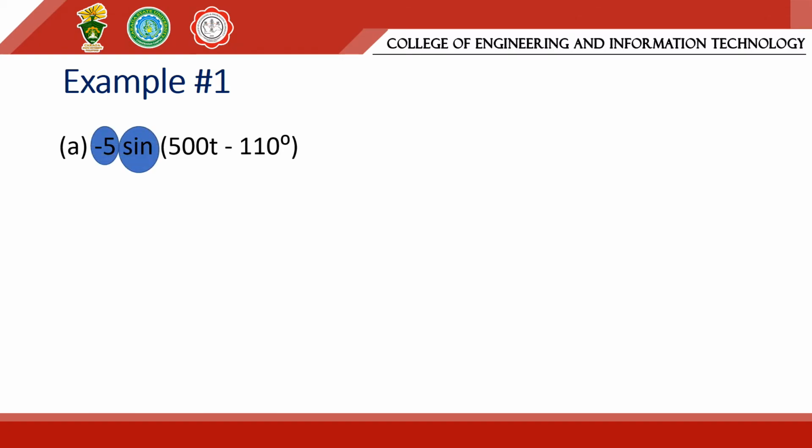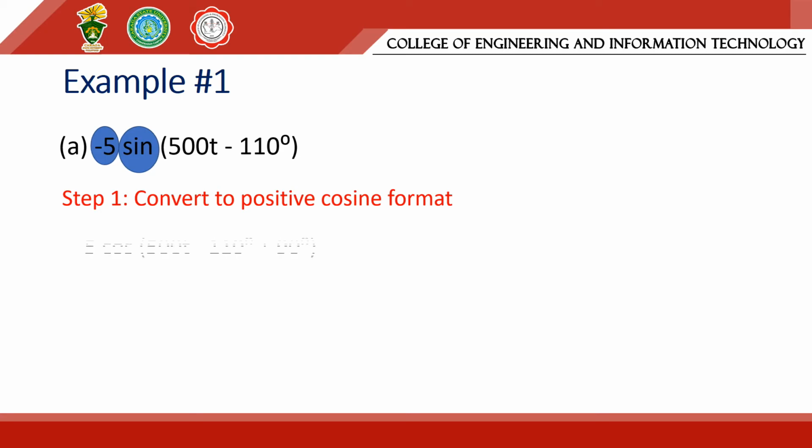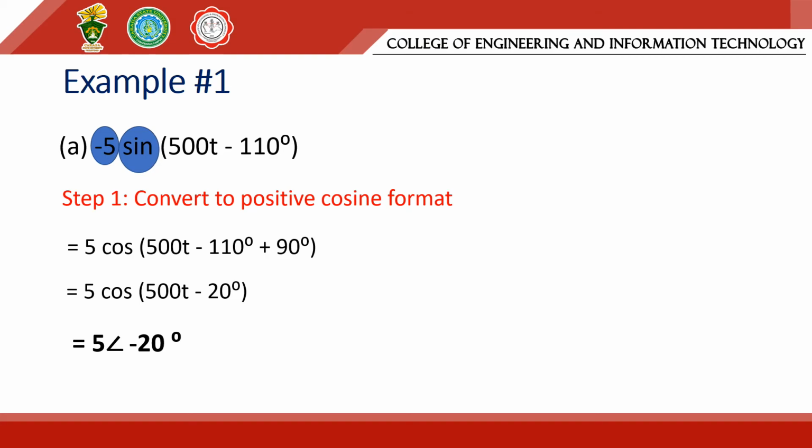So, the first step would be to transform it to positive cosine format. How are we going to do that? Well, we just have to add 90 degrees to its phase angle. Thus, we have 5 cosine(500t minus 110 plus 90 degrees), which is equal to 5 cosine(500t minus 20 degrees). Applying the concept that we have learned in this lesson, the phasor format for this problem would be 5 angle negative 20 degrees.